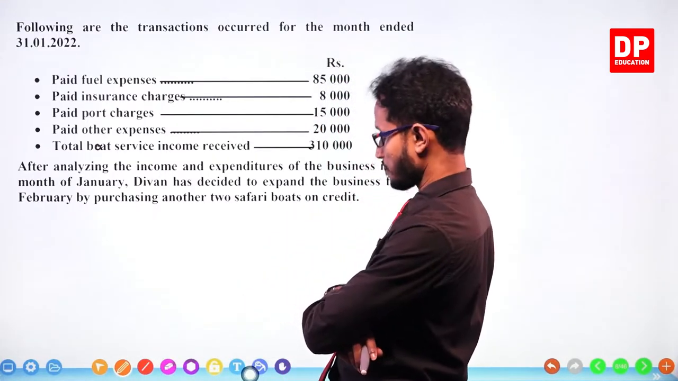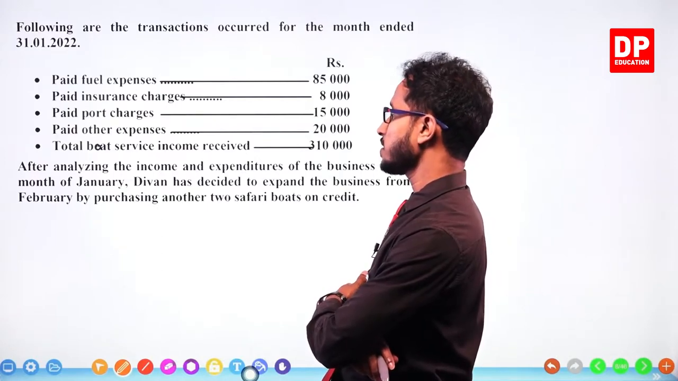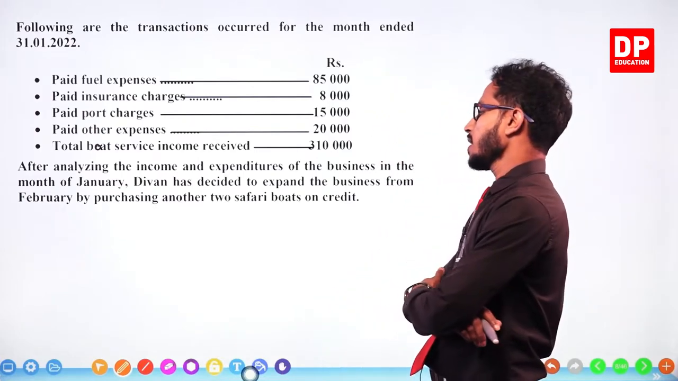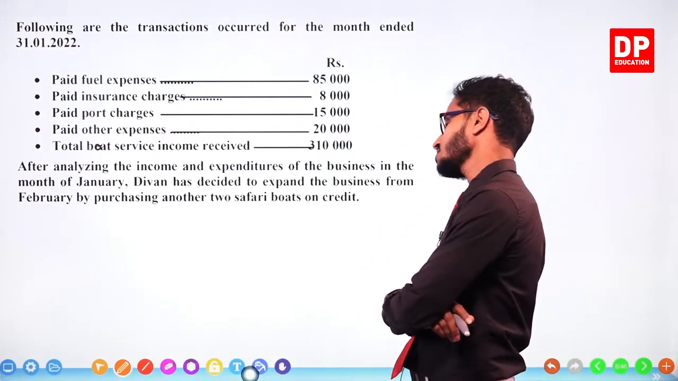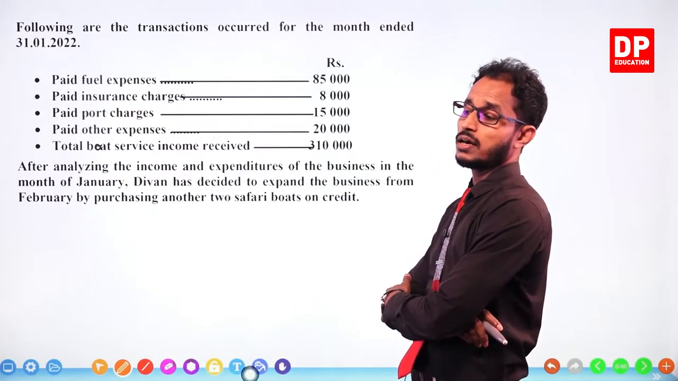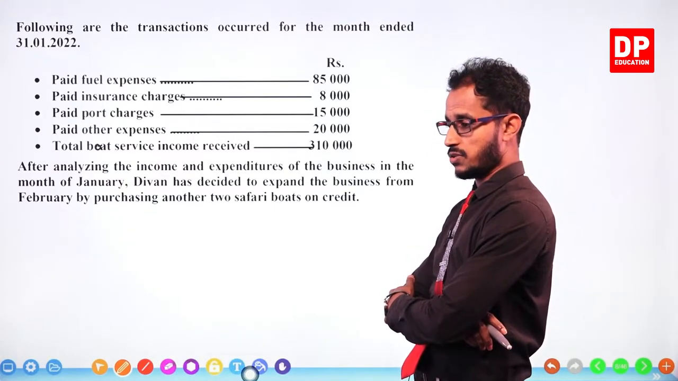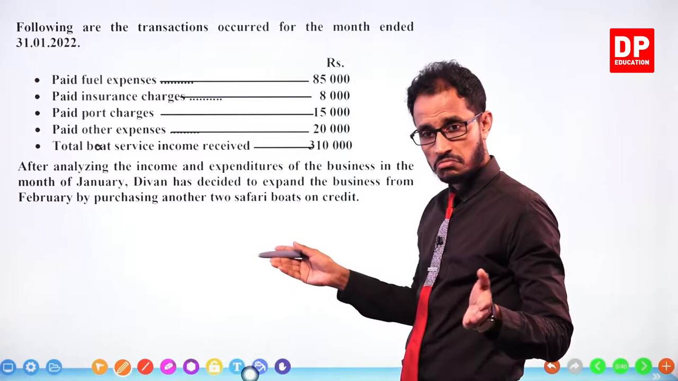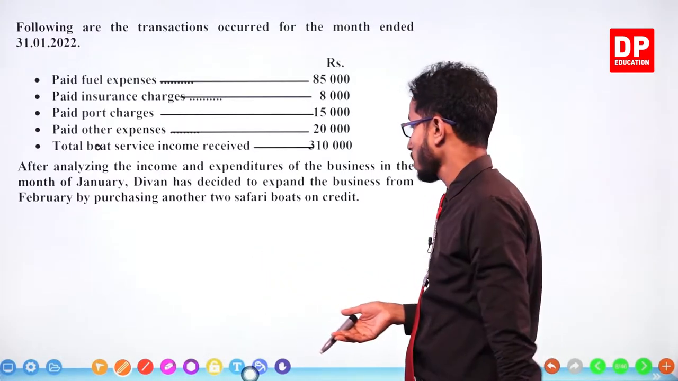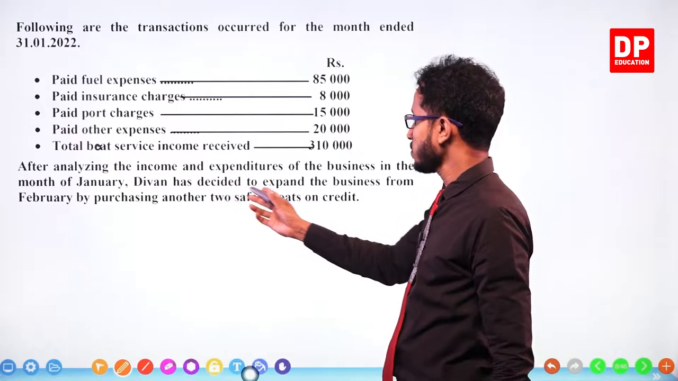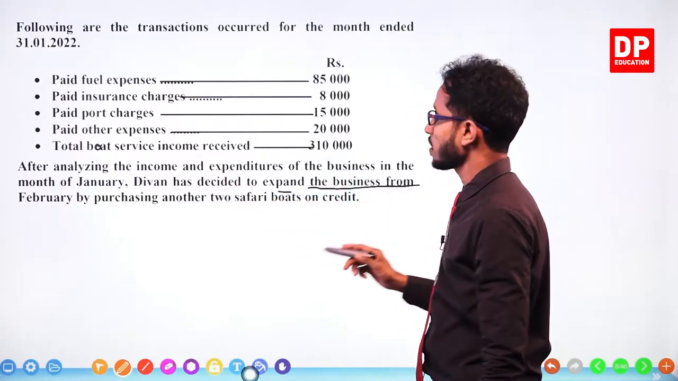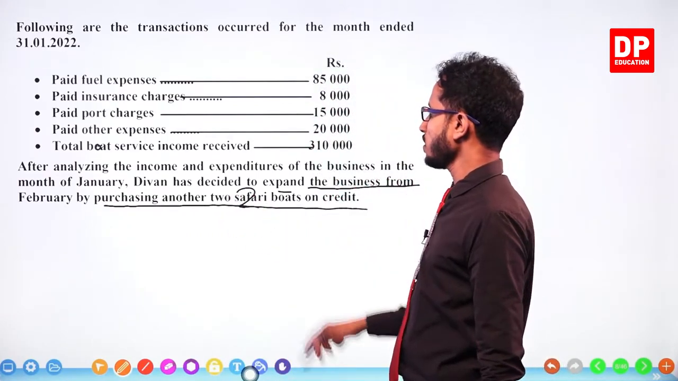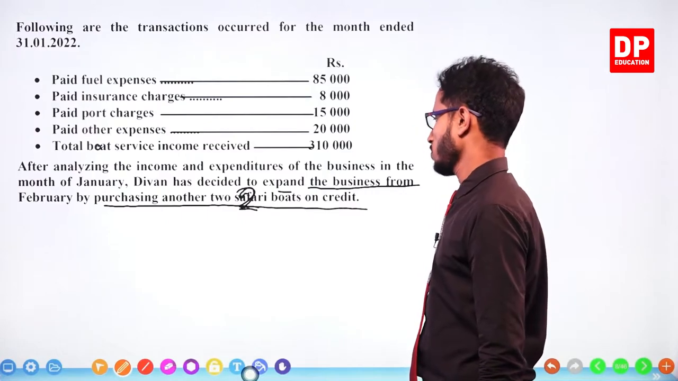He's saying that after analyzing the income and expenditures, Divan has decided to expand. Well, that's very good news. Just after 1 month, he's going to expand the business. How nice. From February, by purchasing another 2 safari boats. Oh my God, he's going to buy 2 more.